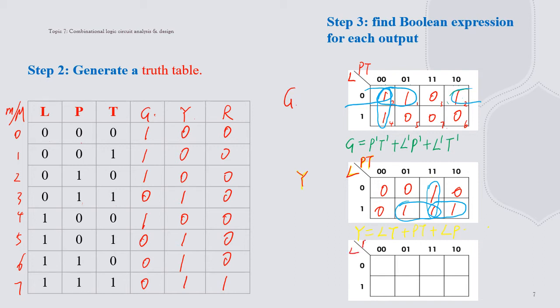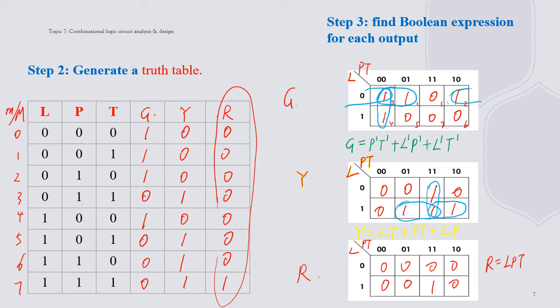Finally, let's figure out the red light. The truth table for the red light is this column. It's pretty simple. Everything is 0 except the last one. Okay, so there's nothing to simplify, so R just equals LPT, where everything is on. So now we have the expressions for the three outputs.